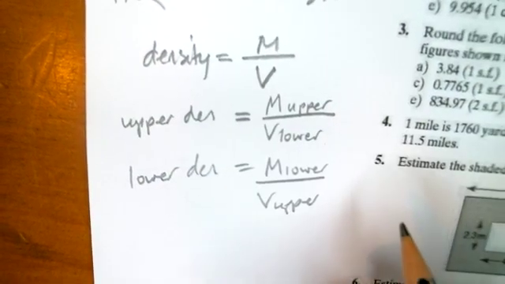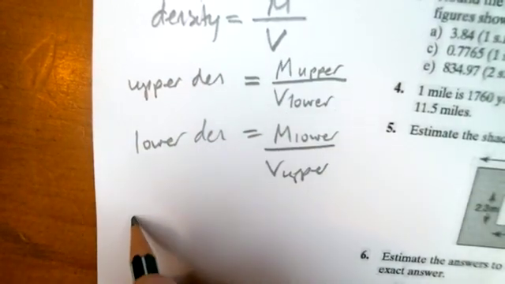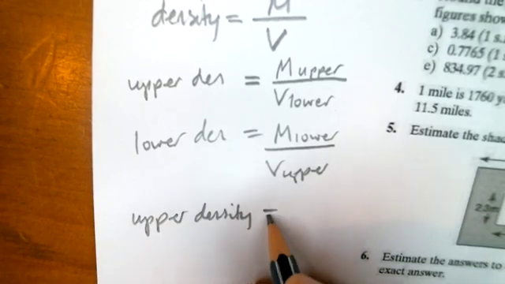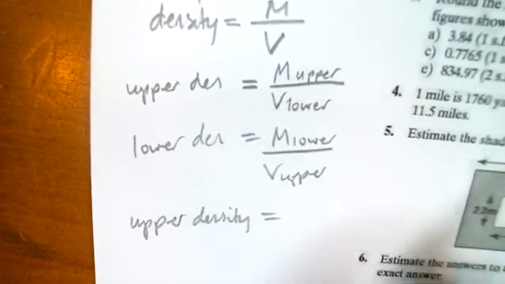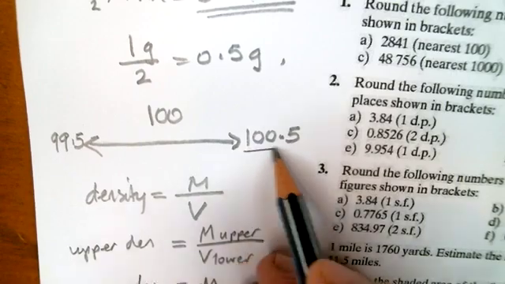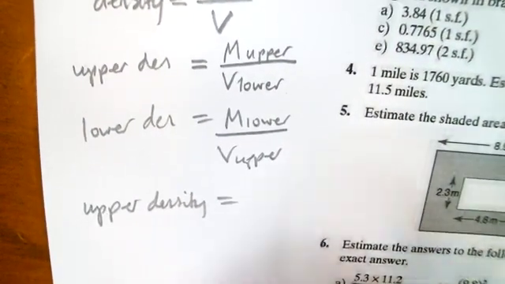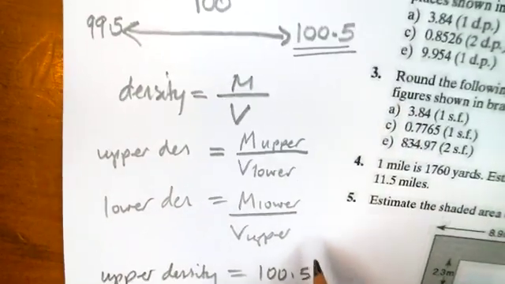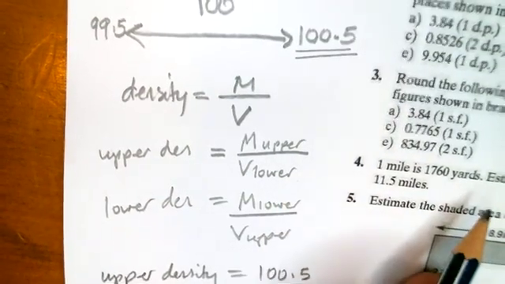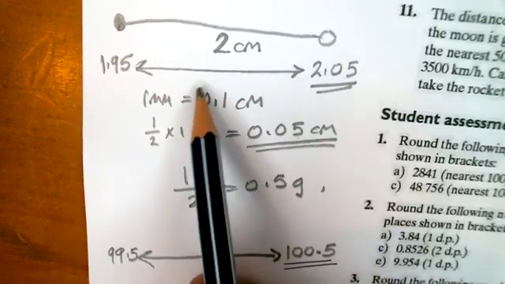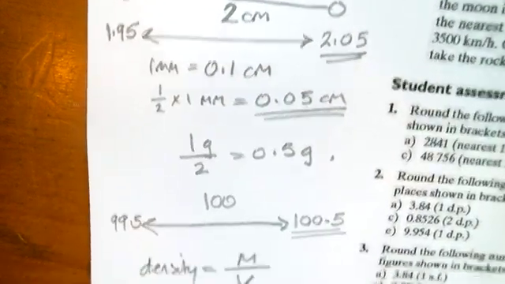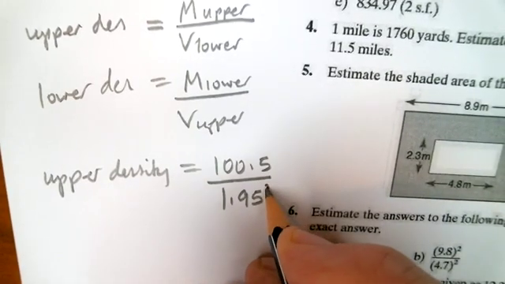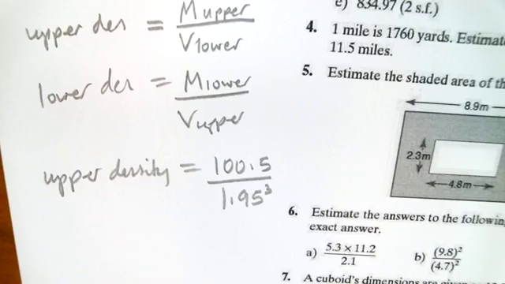So let's see how that plays out. So first of all, let's go upper. So the upper density is equal to the mass upper. Well, mass upper is going to be 100.5. There it is. And that's going to be divided by the volume lower. What was the lower volume? Well, the lowest possible thing it could be is 1.95. And of course, it's volume and it's a cube, so it's going to be 1.95 cubed.